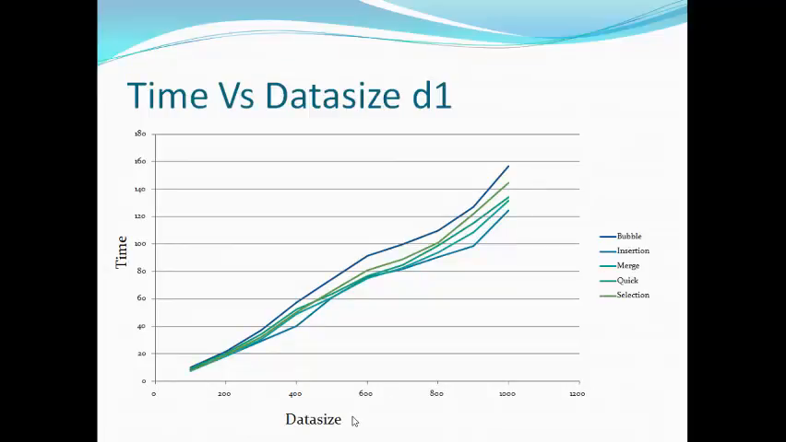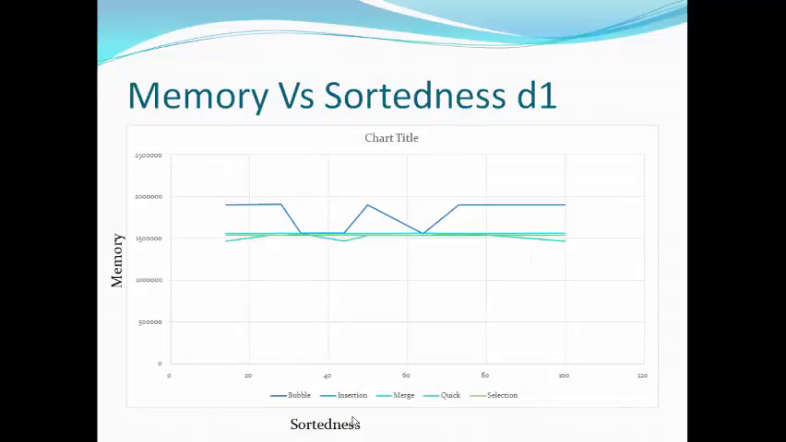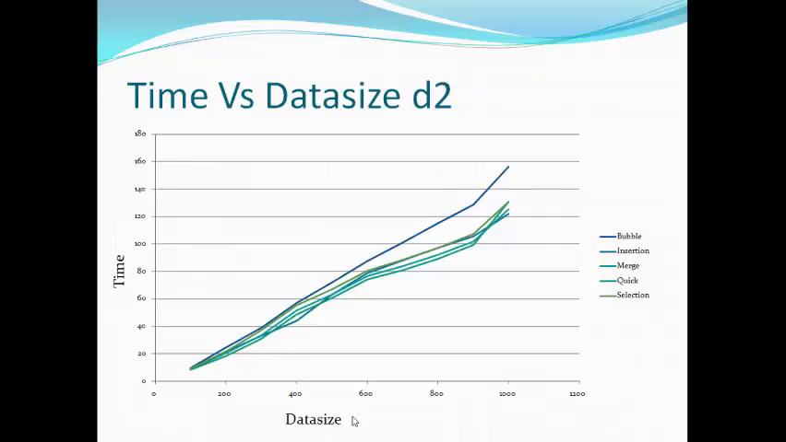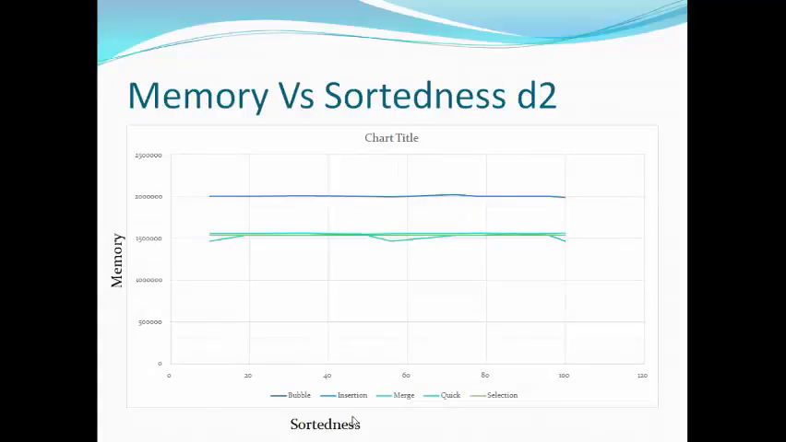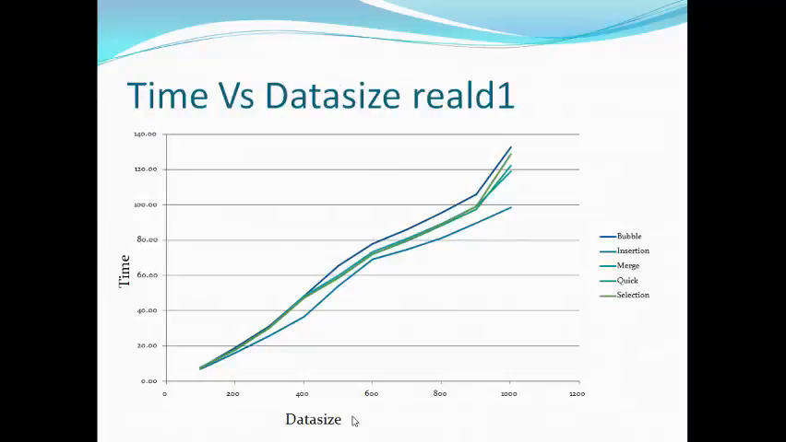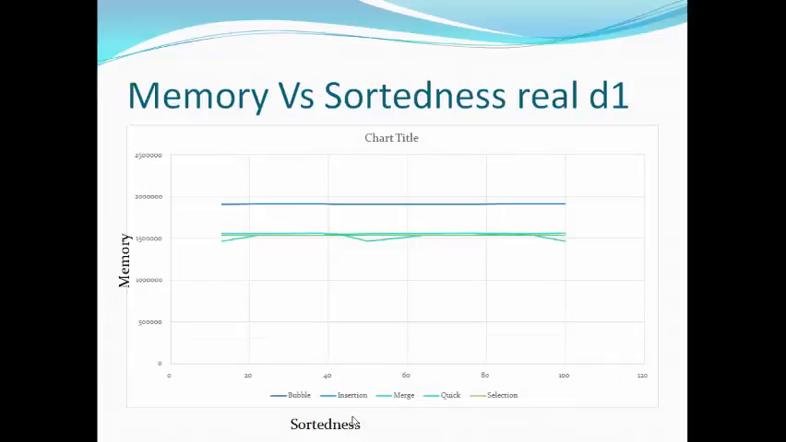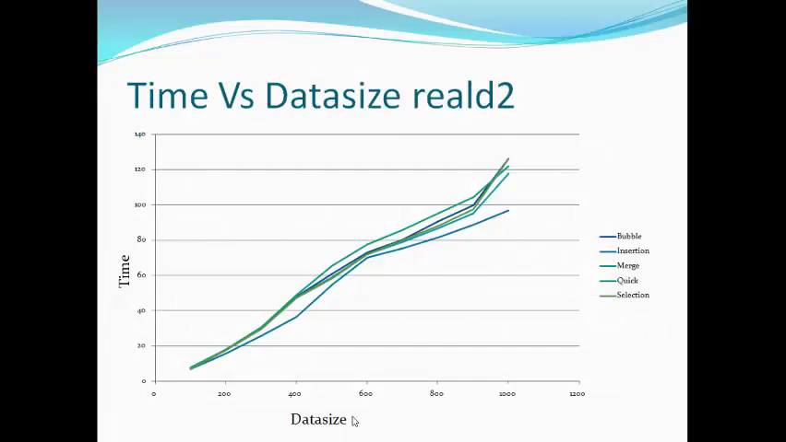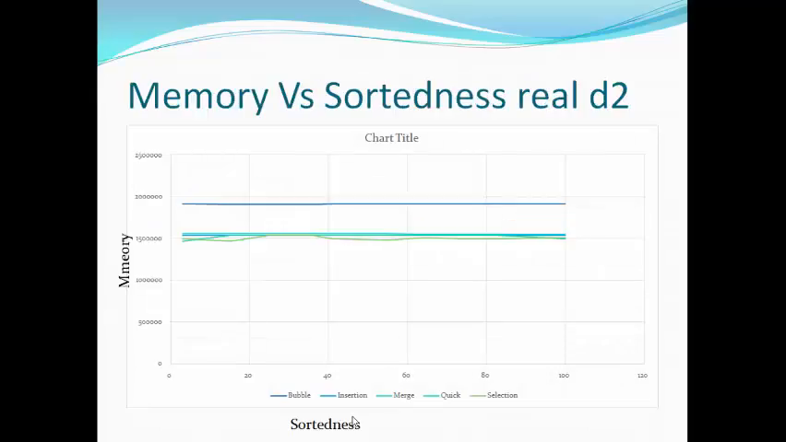Here are the time versus data size graphs for synthetic dataset 1, followed by memory versus data size, time versus sortedness, and memory versus sortedness for each of the datasets.